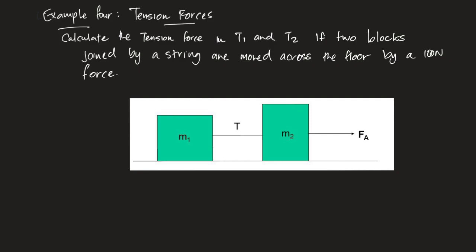Example 4, tension forces. It says calculate the tension force in T1 and T2 if two blocks joined by a string are moved across the floor by a 100 Newton force. Right, so let's get some information down. The first thing is you've got two masses. This mass is 14 kilograms, and the mass next to it is 6 kilograms. They're telling you that you have an applied force here of 100 newtons, and they want to know the tension force for T1 over here and T2 over there.